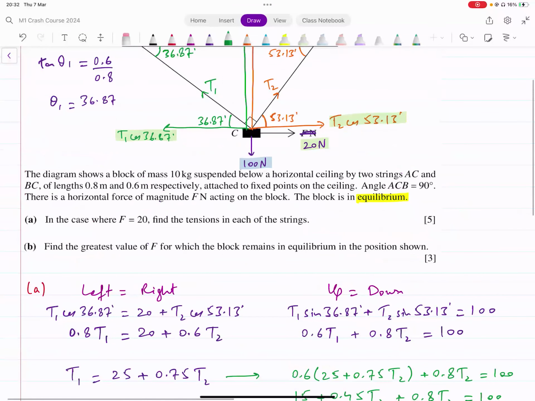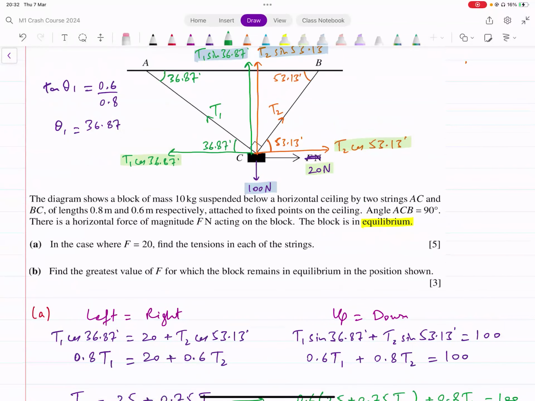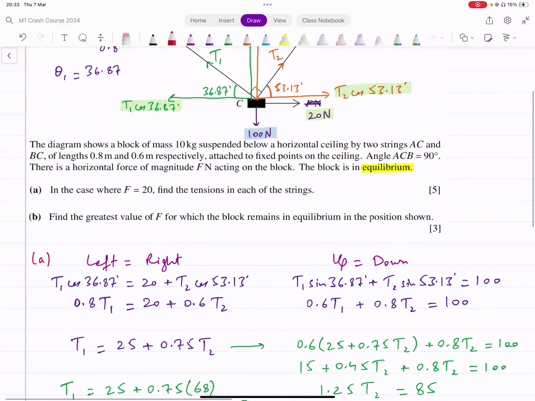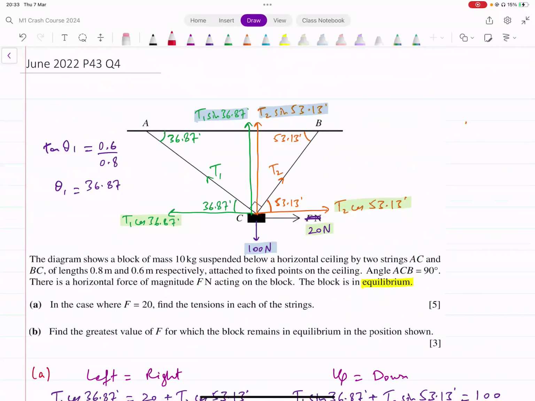All right, so that was the first part, pretty straightforward. We just input that value of F there, 20, and equate the opposite forces. Let's look at the second part now. That is the reason why I chose this question. Part B. Now it says find the greatest value of F for which the block remains in equilibrium in the position shown.